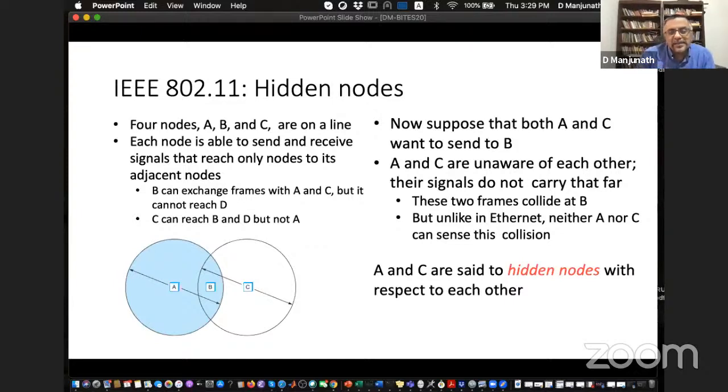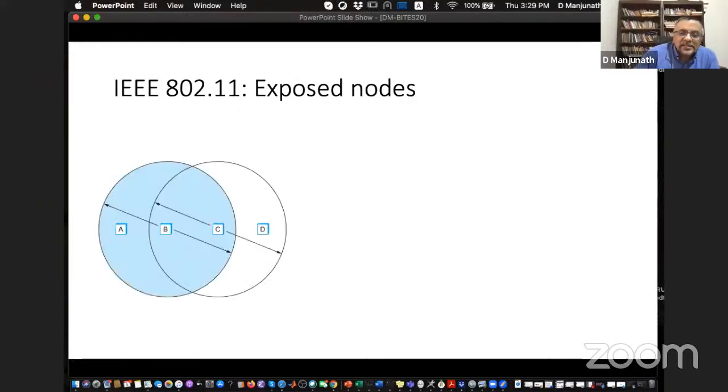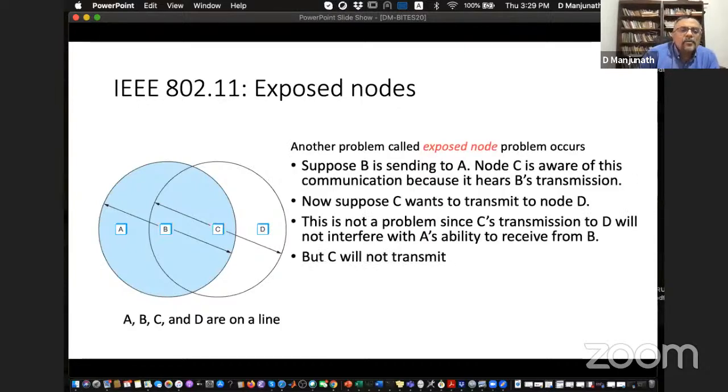The same thing could be happening in the other direction. There's a second phenomenon called exposed nodes. Imagine a similar situation where B is transmitting to C, and A is hearing the transmission. Sorry, no, B is transmitting to A.